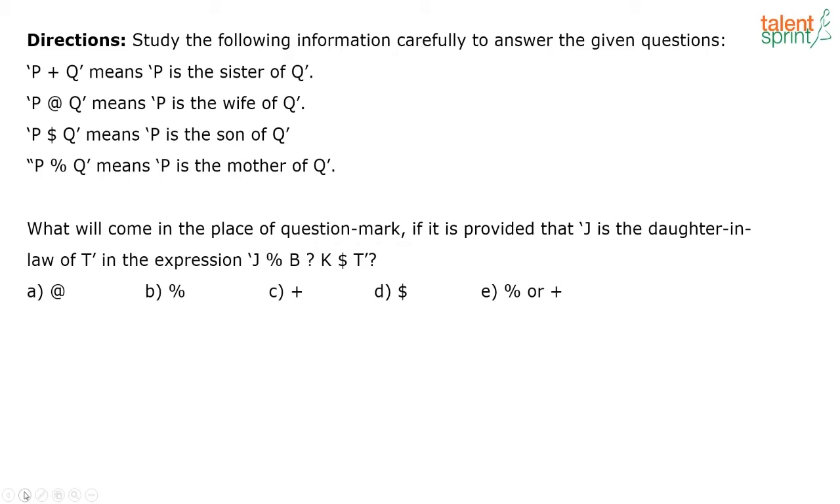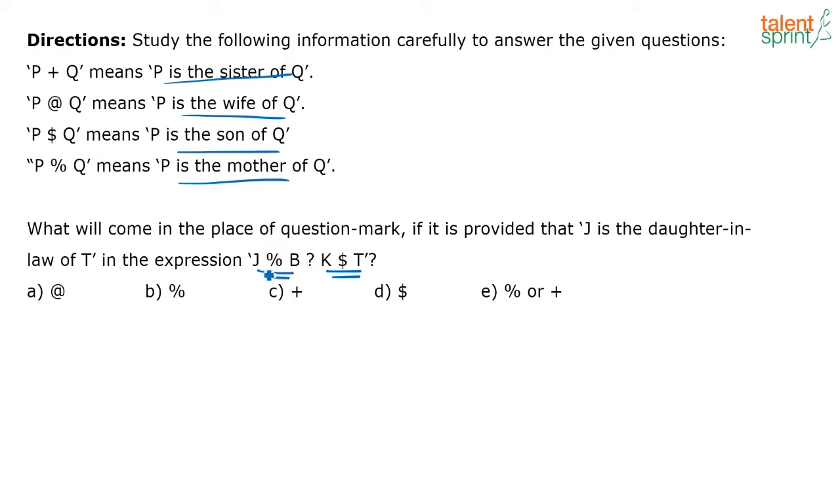What will come in the place of question mark if it is provided that J is the daughter-in-law of T in the expression as follows? So, see, this is on coded inequalities, or it's like coded blood relations, I would say. You cannot say inequalities, because it's basically blood relations with coding, with symbols.